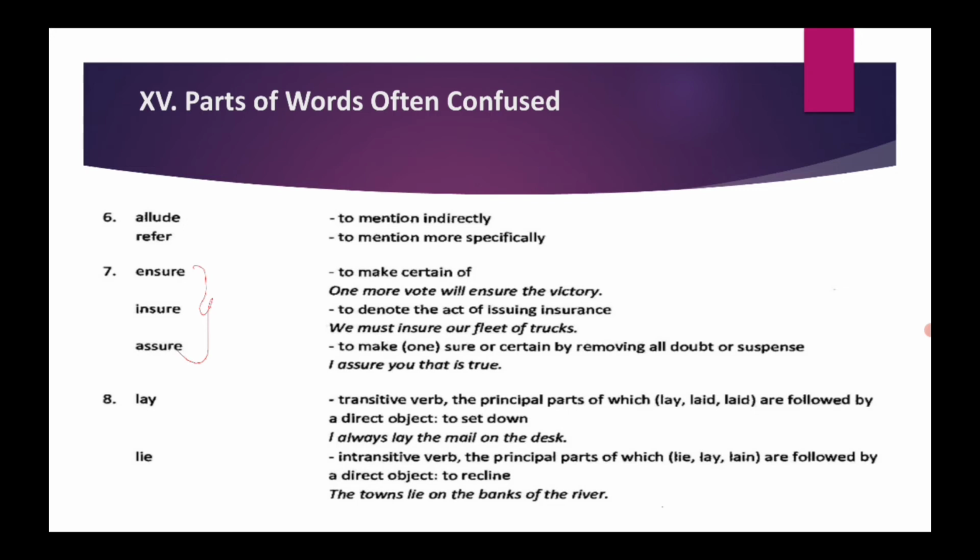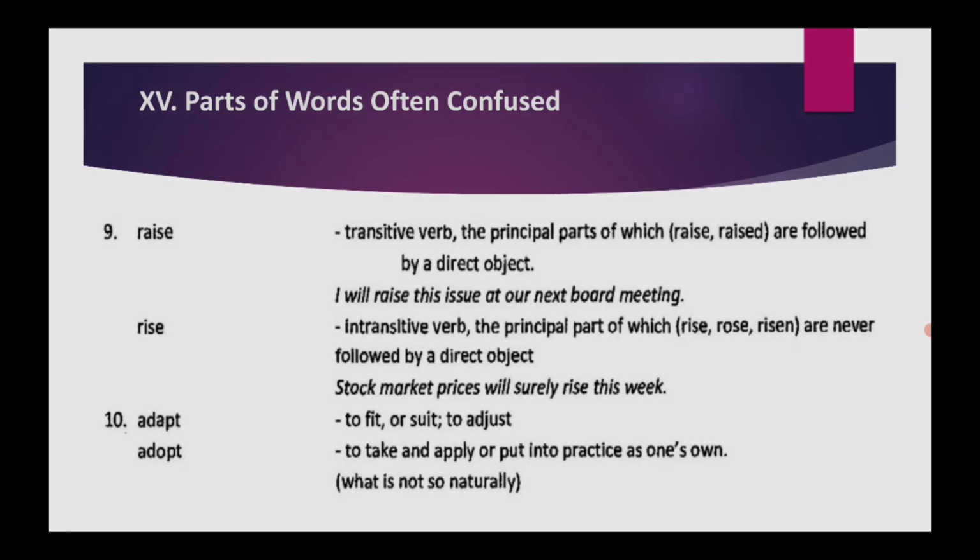How about lay and lie? So lay is a transitive verb, the principal parts of which, lay, laid, are followed by a direct object, to set down. For example, I always lay the mail on the desk. Lie, on the other hand, is an intransitive verb, the principal parts of which, lie, lay, lain, are not followed by a direct object, to recline. For example, the towns lie on the banks of the river.